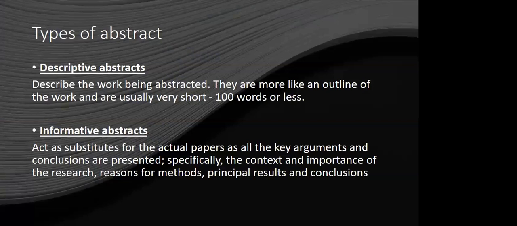Now, there are different types of abstracts. We have the descriptive abstract and the informative abstract. So a descriptive abstract actually describes the work that is being abstracted. This is an outline of the work, and it is very short. As it says, it's a snapshot. A descriptive abstract is usually 100 words or less, and it shows what exactly is being conducted.